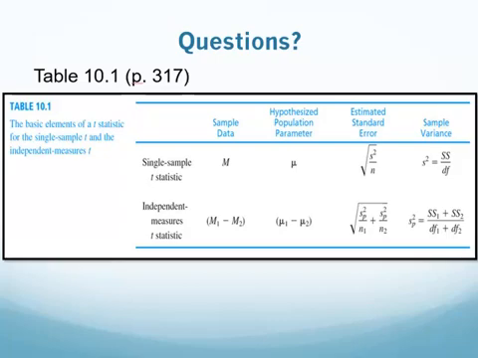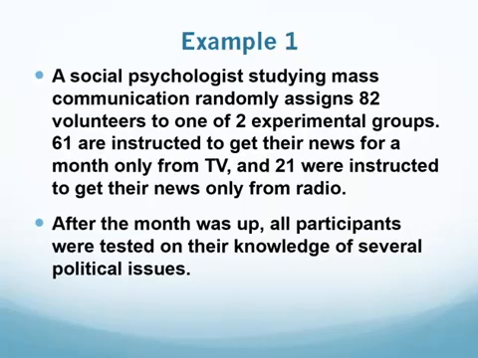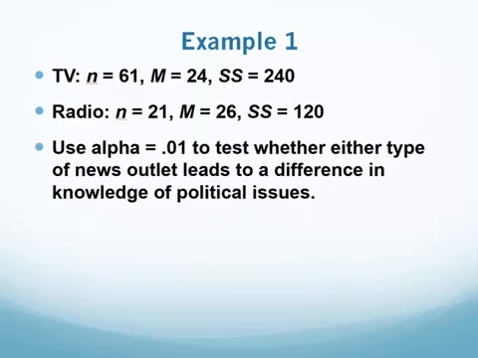Okay, let's just jump right into an example here. A social psychologist studying mass communication randomly assigns 82 volunteers to one of 2 experimental groups. 61 are instructed to get their news for a month from only the TV, and 21 were instructed to get their news only from the radio. After a month was up, all participants were tested on their knowledge of several political issues.